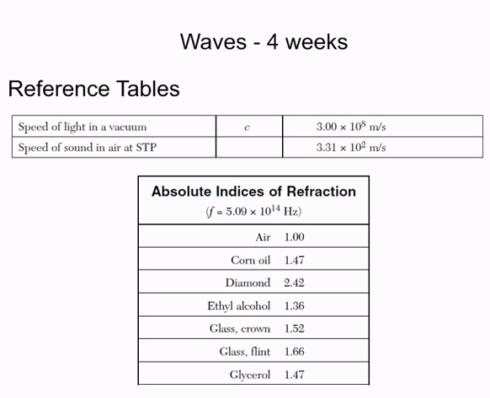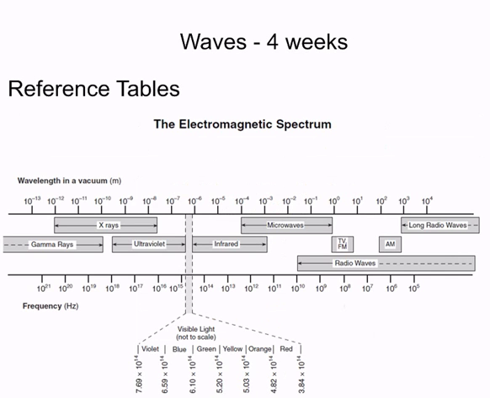There's not a lot of looking up stuff. We do have the speed of light in a vacuum and speed of sound in air on the front page of your reference tables. We'll need to use those for week 1 and then again later on through the math. We have the absolute indices of refraction. This is only a partial list, the full one's on your reference tables. We'll do that when we study refraction, and this basically tells us how fast light travels in a given material.